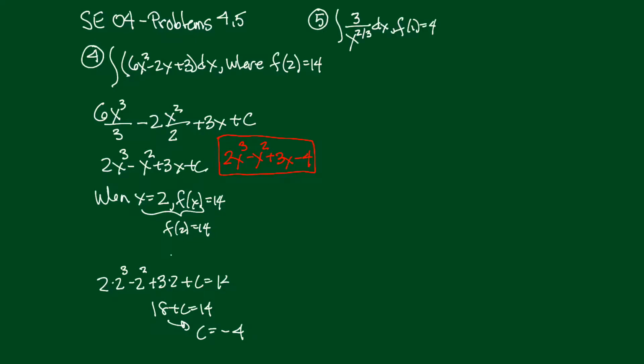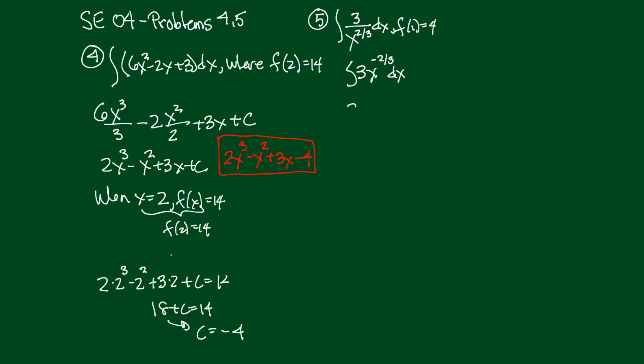Problem number 5, we also have an integral with an initial condition, right? We know that when x is 1, the output is 4. So let's evaluate the integral. I'm going to do it like this. I'll get the integral of 3x to the, now I'm going to bring that exponent up so I can deal with this. And then let's evaluate it.